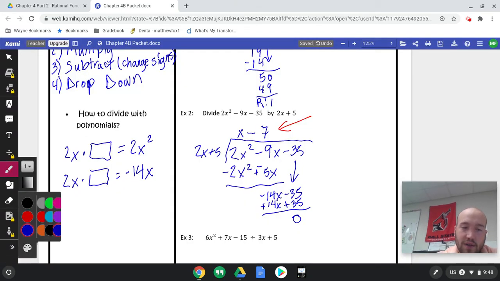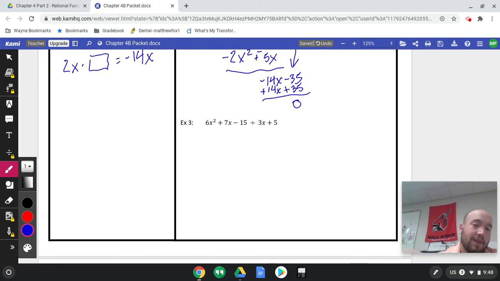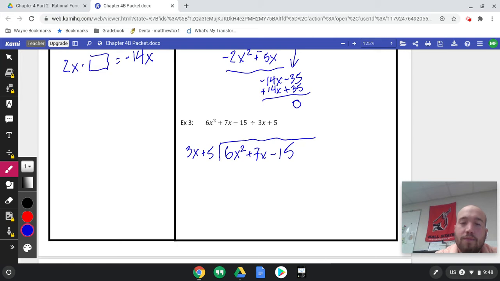Oops. All right, so now let's go ahead and we'll do one more on the front like this. So once again, we're going to set it up. We know the 3x plus 5 goes out front. In here we have a 6x squared plus 7x minus 15. And we want to know, what does 3x have to be multiplied by to get 6x squared? So that's going to be 2x. If we multiply, we'll get 6x squared plus 10x.